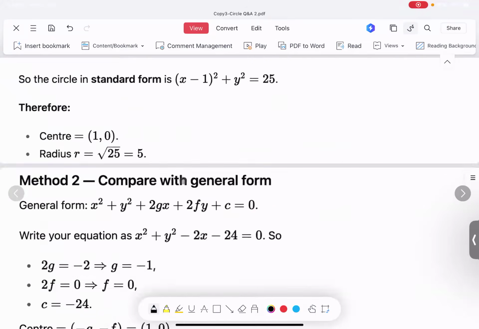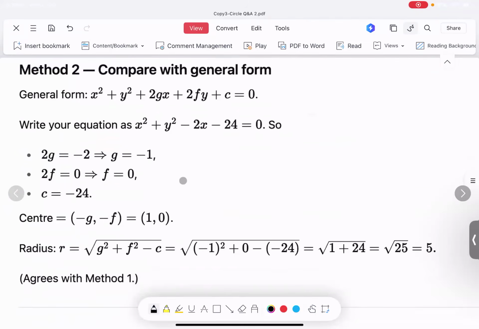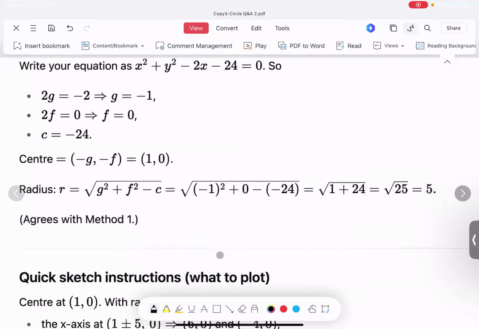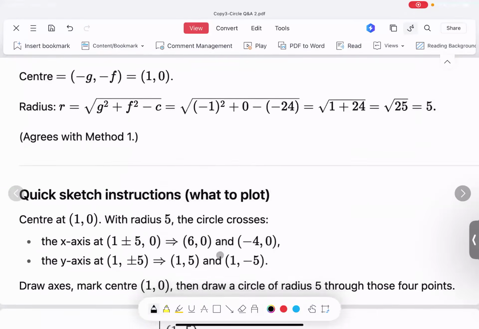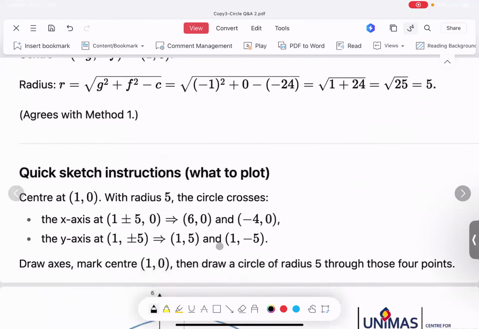Okay, we move on to this one. How about we compare with the general form? We compare this one, half becomes negative 1. This one half. We don't have y here, so it's 0. So it's negative 26, negative 24. So this one is 1, 0. Put in, then you get 5. So it agrees with method 1. So you can use this method to draw your sketch.